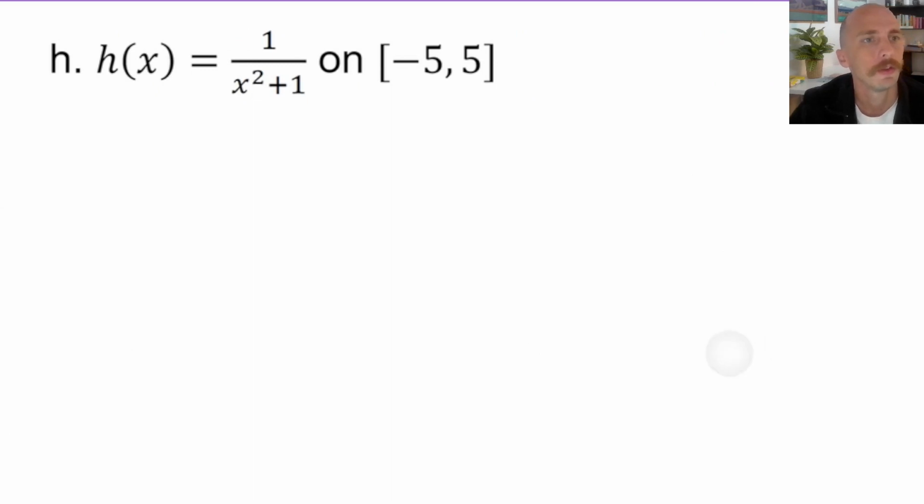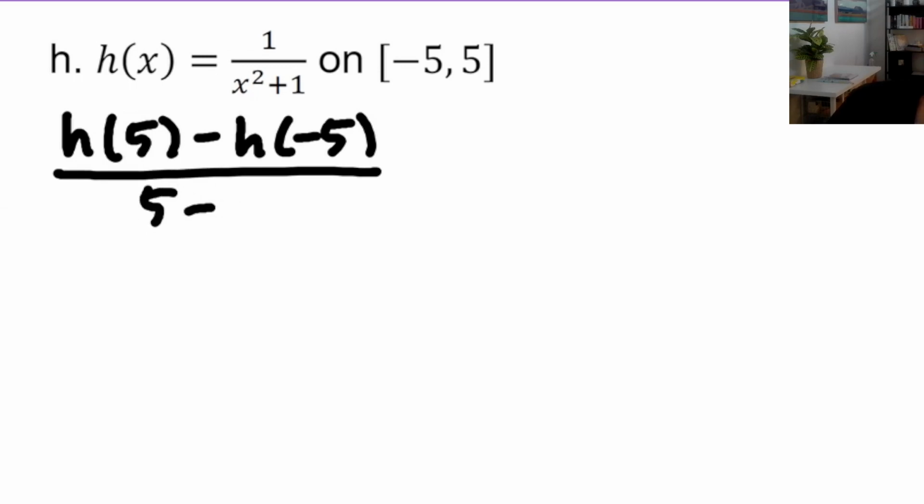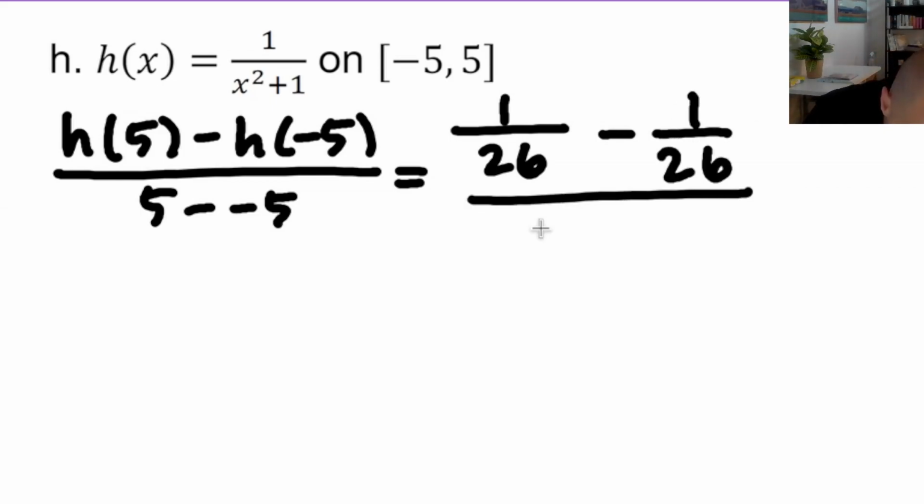Right, and then h of x is 1 over x squared plus 1 on negative 5 to 5. So for h of 5, it's going to be, all right, 1 over 5 squared plus 1 is 26. Minus, when I plug in negative 5, I'm going to get the same 1 over positive 26, because if I square negative 5, I'll get positive 25. So I've got 1 over 26 when I plug in negative 5. And I've got 5 minus negative 5, so I've got 0 over 10, and that's just going to be 0.